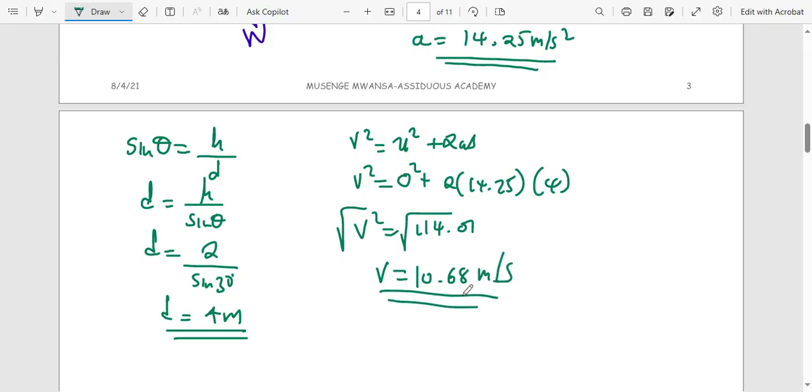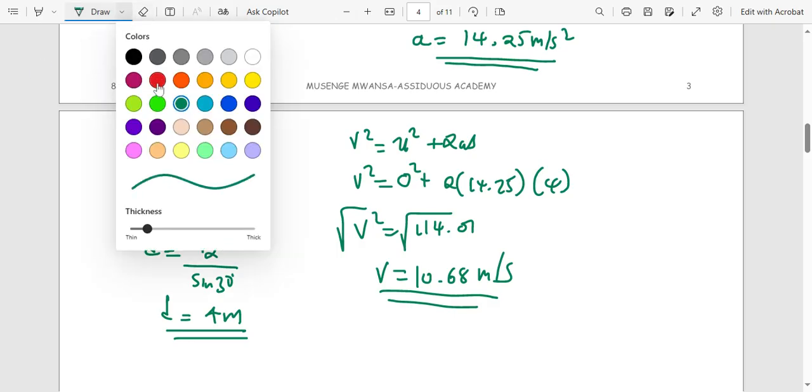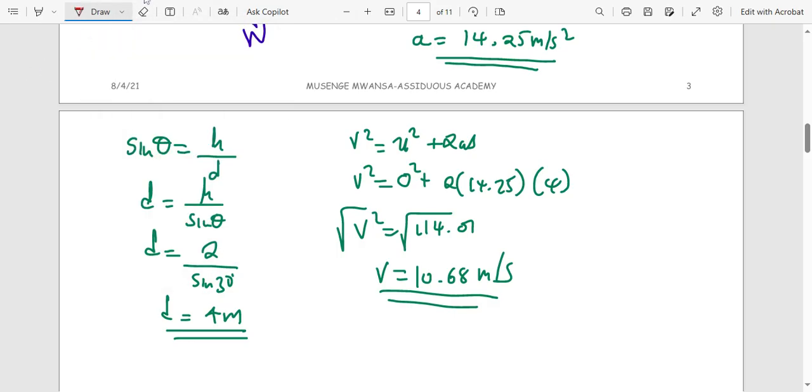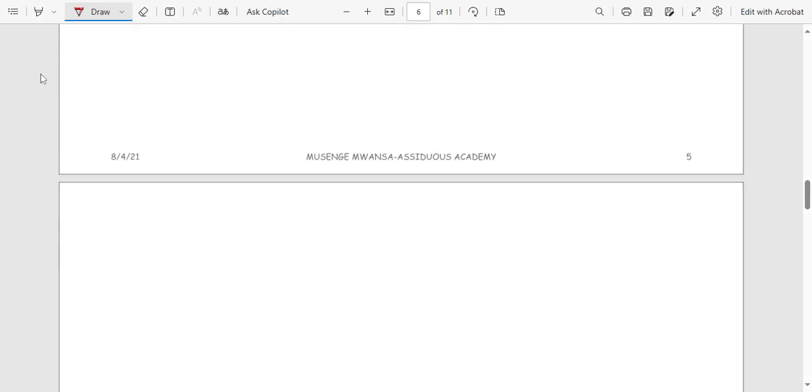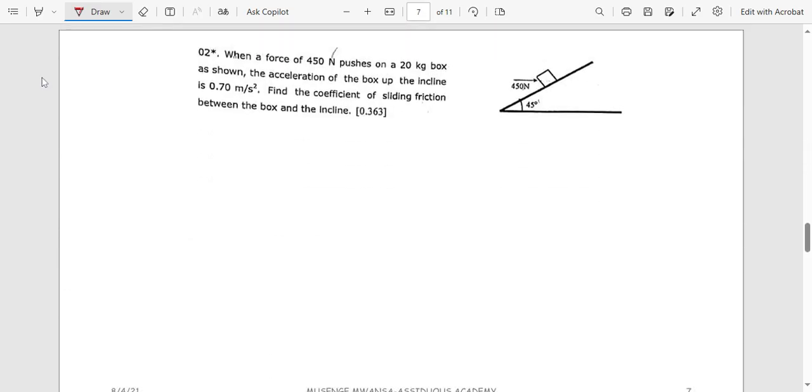Does that make sense? All right. Is there anyone that is left out? Anyone that is left out? Okay. Let's go to the tutorial sheet questions now. We see what we can do.